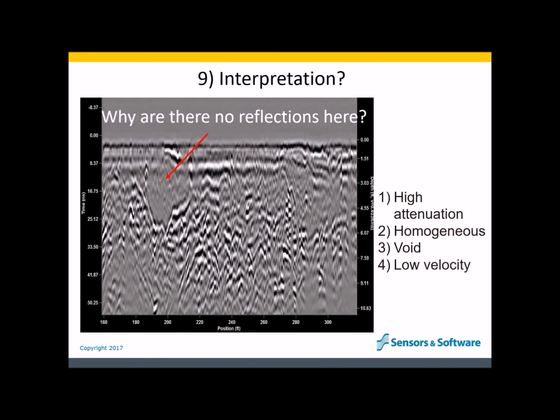Okay, question 9. Why are there no reflections here? Look at this section. There's a lot of reflectors, a lot of very chaotic reflectors, but in this one zone in here, there's no reflectors. And the question is, why?